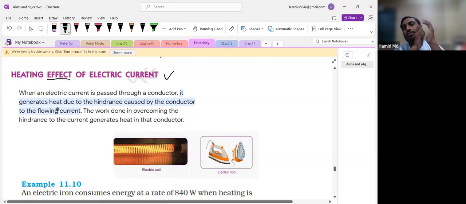What is the definition of resistance? What is the definition of resistance? Shoaib, you two are the target audience.